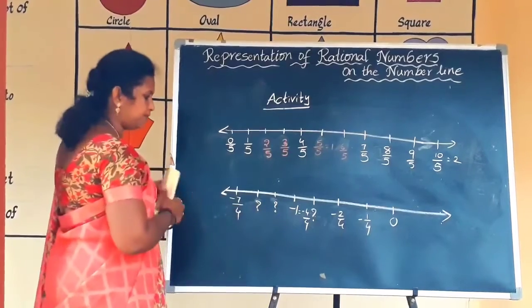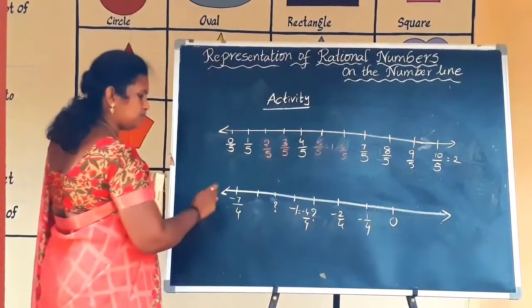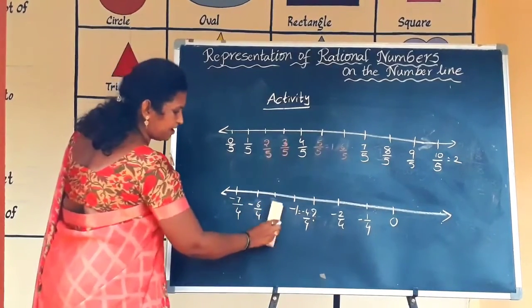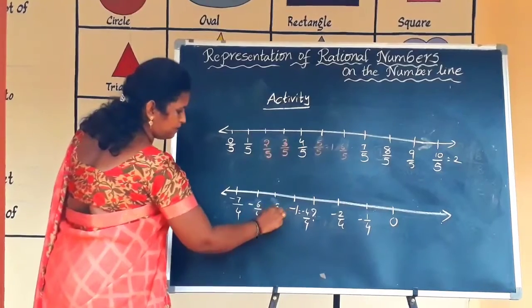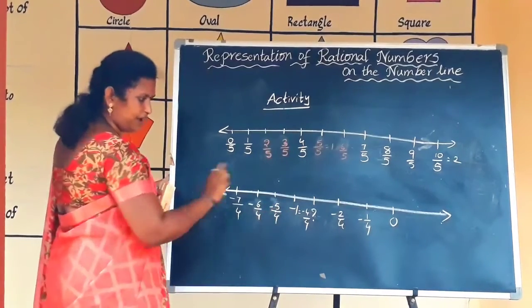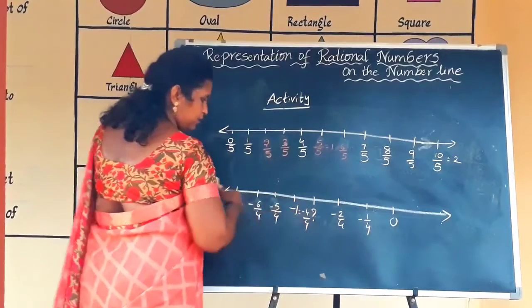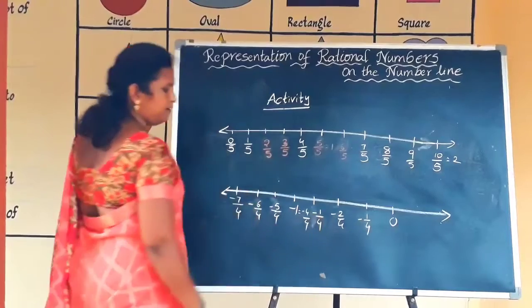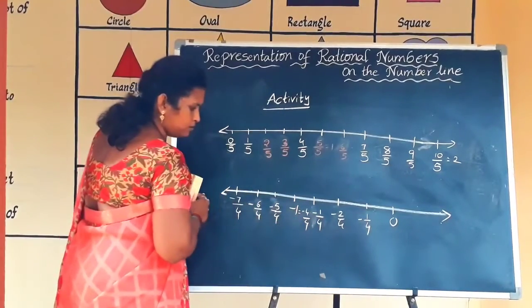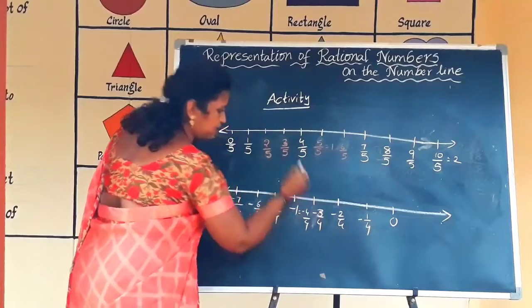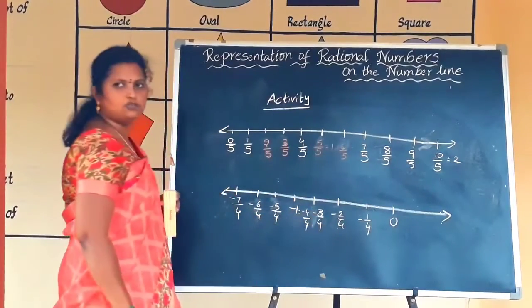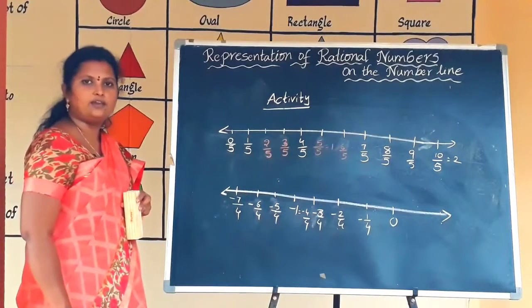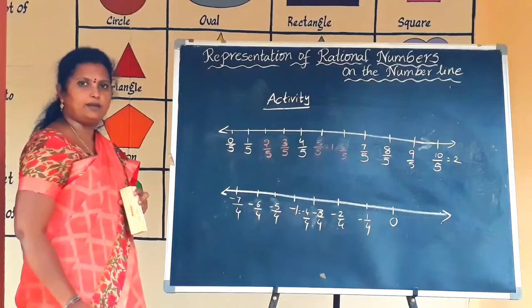Is it correct? Yes, it is correct. So, now what is this? This is minus 6 by 4. And the next question mark is minus 5 by 4. Like that. Sorry, this is minus 3 by 4 and the next one is minus 2 by 4 and minus 1 by 4. Okay, in this way we can represent the rational numbers on the number line.